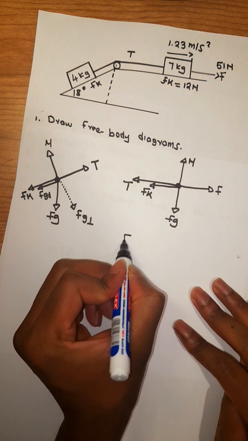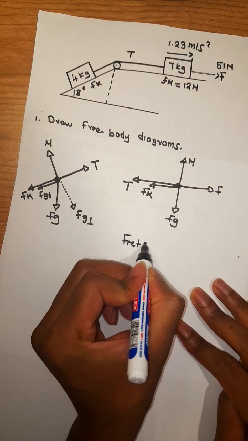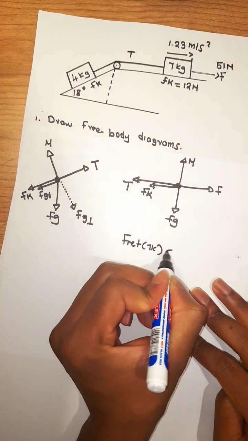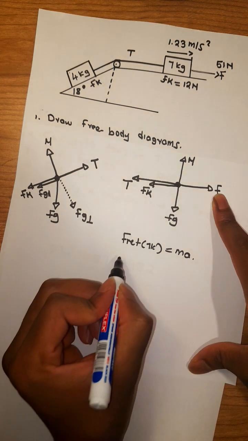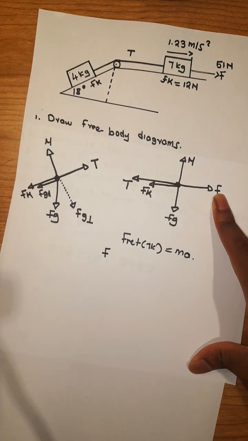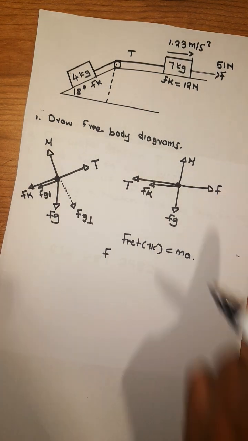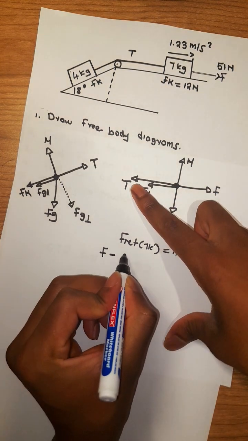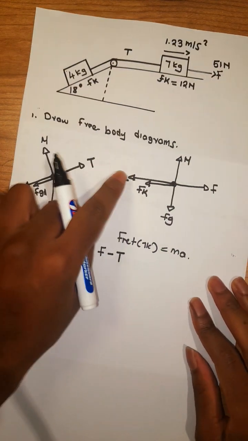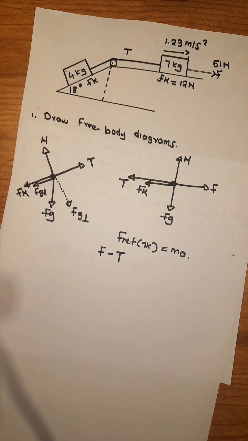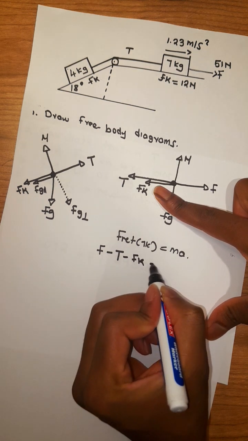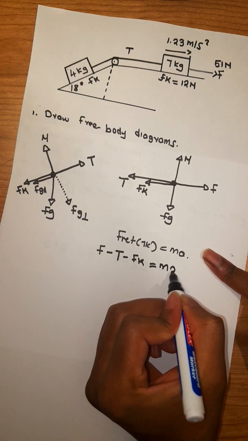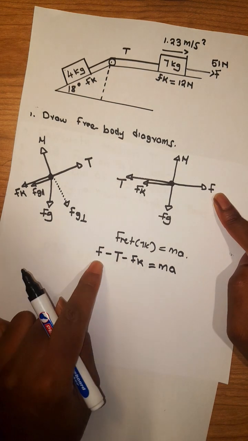So you're going to say, well, the Fnet of the 7 kg block is just going to equal ma. And you realize that I have the forces, and I'm denoting these forces from the free body diagram. You know that the tension is going to be minus because it is on the negative side, opposing the direction of motion. And then you are going to have Fk, and this is going to equal ma. What is the value of Fa?